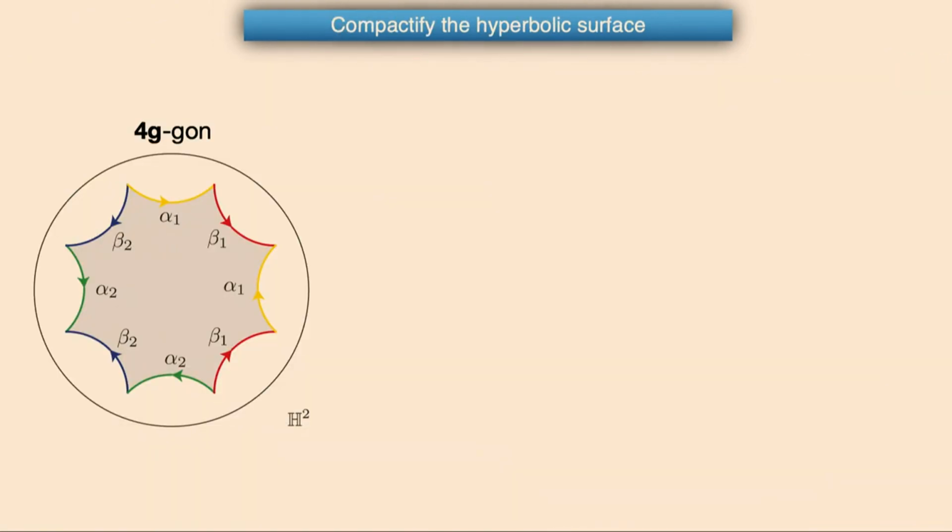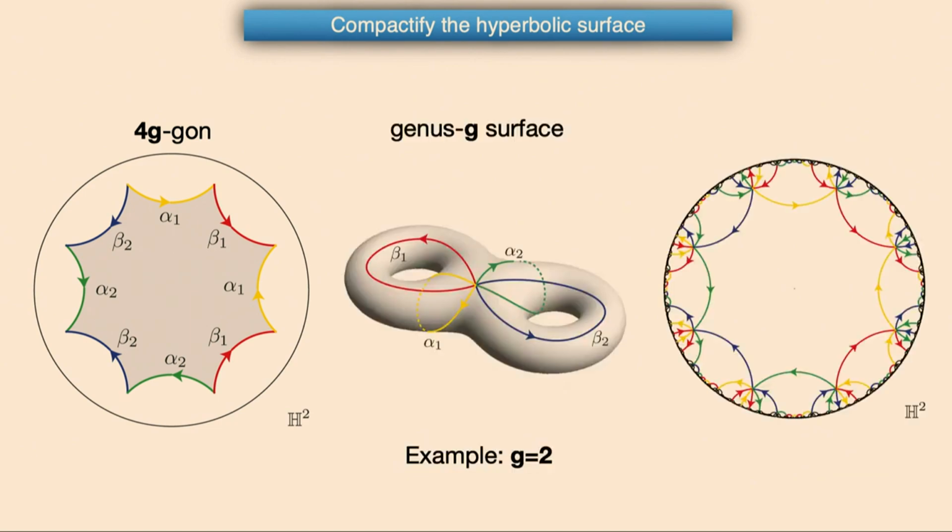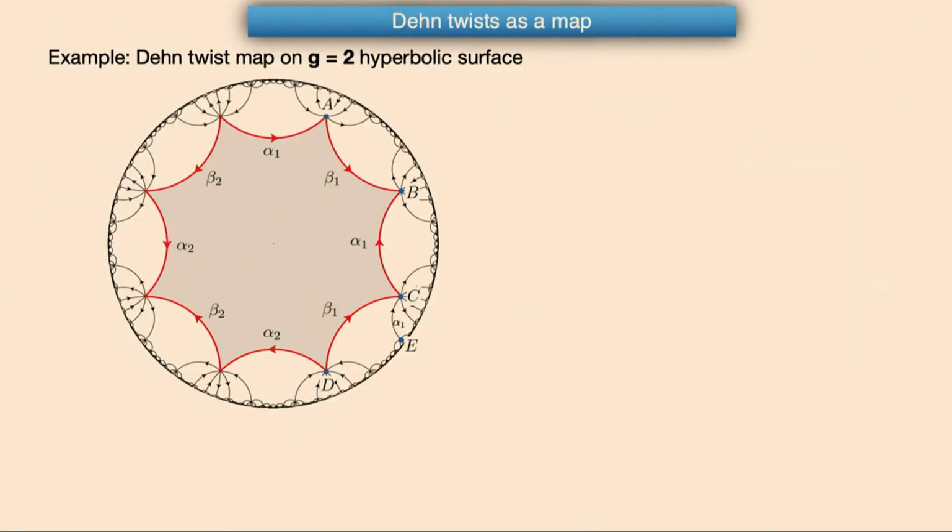So now we need to obtain a non-zero genus. One way is to pick a hyperbolic 4G-gon and glue together every other edge with the same color. That's equivalent to a high genus G surface, and we illustrate with the example G equals 2. One can further tile the whole hyperbolic plane with this 4G-gon as a fundamental domain to show the periodic structure, the periodic boundary condition. So now we can do something similar to the torus case.